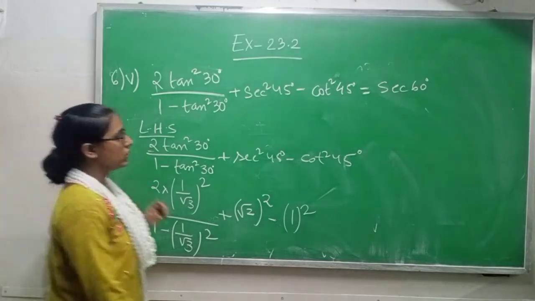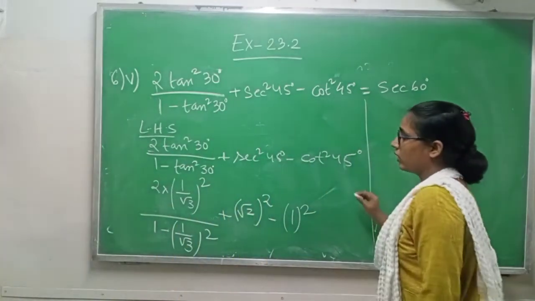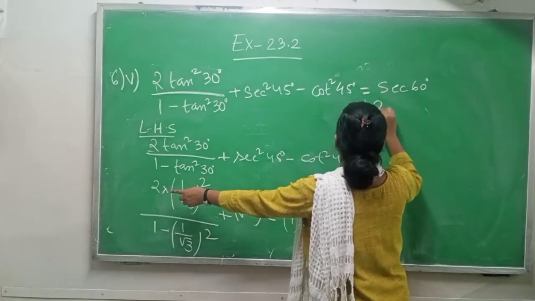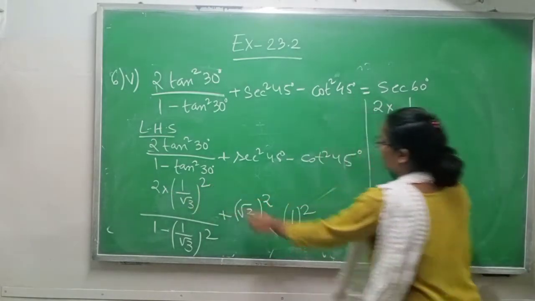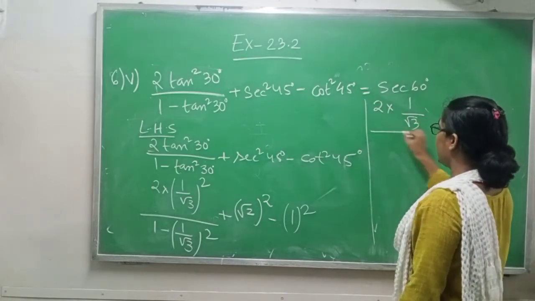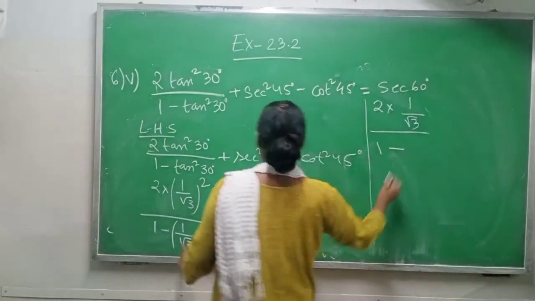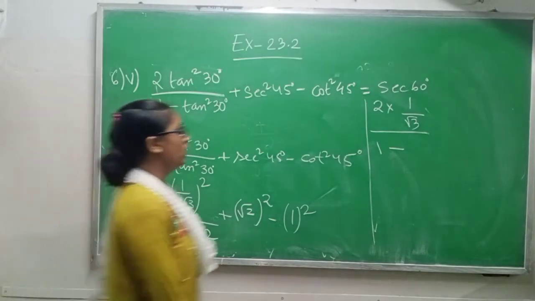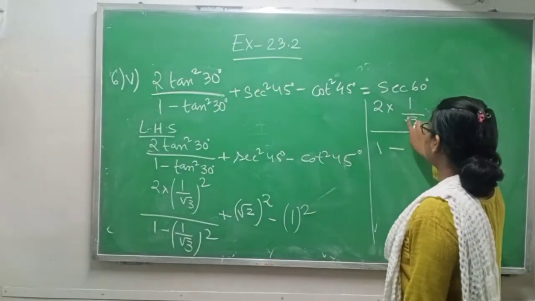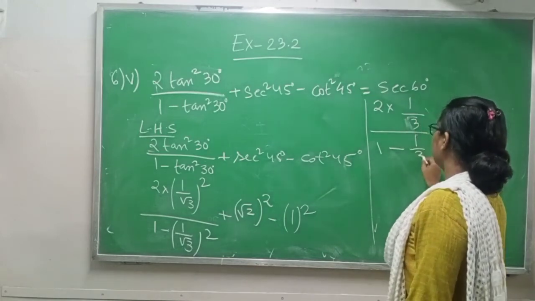Now you have to solve this one. Now how you will solve, I am showing you. 2 you will write as it is. 1 square will give you 1. Root 3 square will give you 3 by 1 minus 1 square will give you 1. Root 3 square will give you 3. So you will write 3 here. 1 minus 1 by 3.